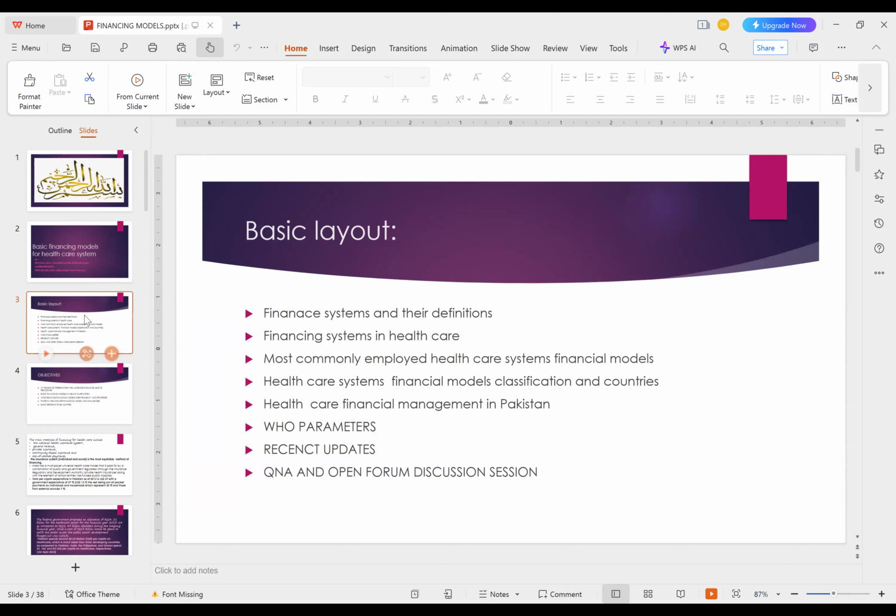Basic layout for today's presentation would be the finance systems and their definitions, the financing systems in healthcare, most commonly employed healthcare systems and their financial models, healthcare systems financial models classification, and the countries employing them, healthcare financial management in Pakistan, a short preview, WHO parameters for the financial model for the healthcare system set, the recent updates, and a questioning and answering session and open forum discussion at the end.